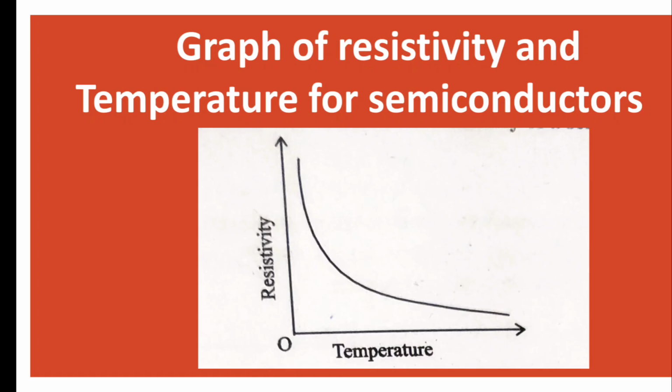Next, the graph of resistivity and temperature for semiconductors is given like this. Here the curve is like this: along the x-axis temperature and along the y-axis resistivity, and the curve is like this.